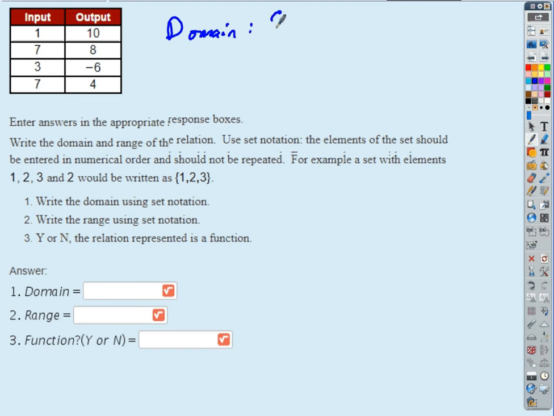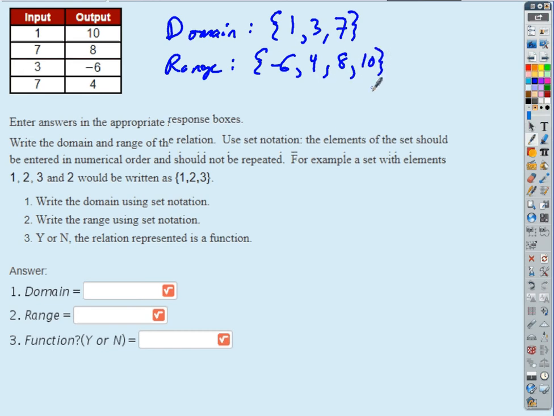Now, this is discrete, so I use a set. 1. What's next for the domain? 3, good. Everybody, what's next? 7. Do I write 7 twice? No, I do not. Good. How about the range? Good. Okay. Is it a function?